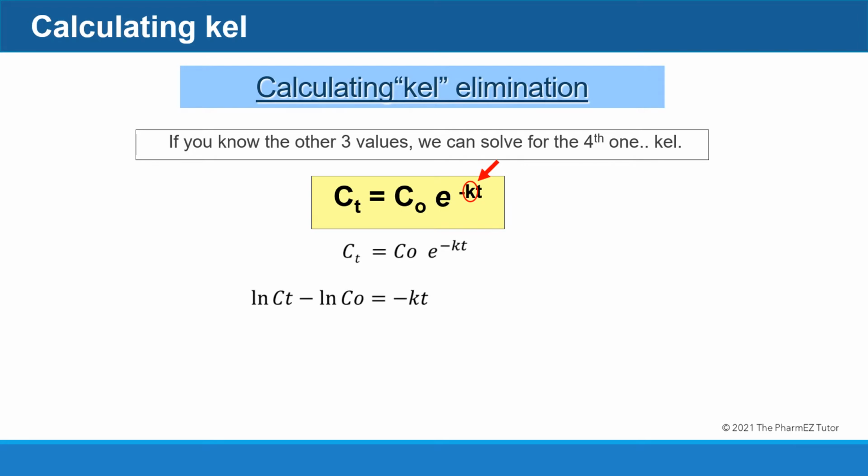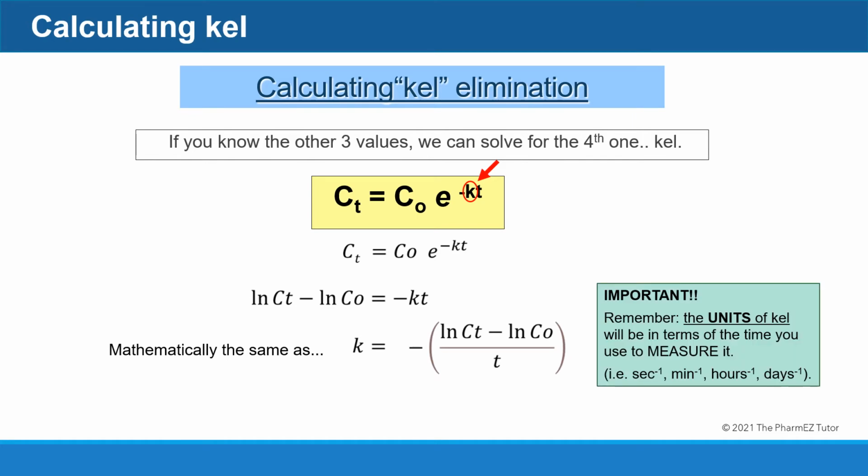We can take the natural log of both sides, and it's mathematically the same as the equation K equals minus log of CT minus log of C naught divided by T. It's important to remember that the units of KEL will be in terms of the time you use to measure it. So for example, if we're measuring time in hours, then the units of KEL will be in hours minus 1.